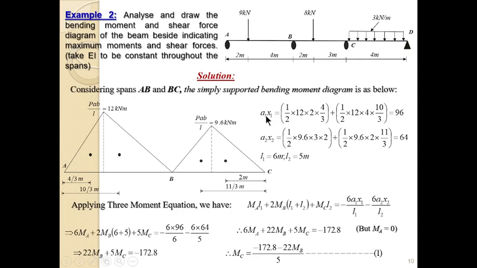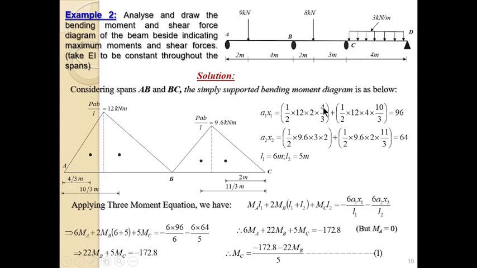A is the area, A1, X1, that is the area and the central distance. So for each of these, we're going to multiply the area by the central distance. For this one, the area is half base times height. This is the base, 2, this is the height. Multiply by X1, which is the central distance. The central distance is 4 over 3.